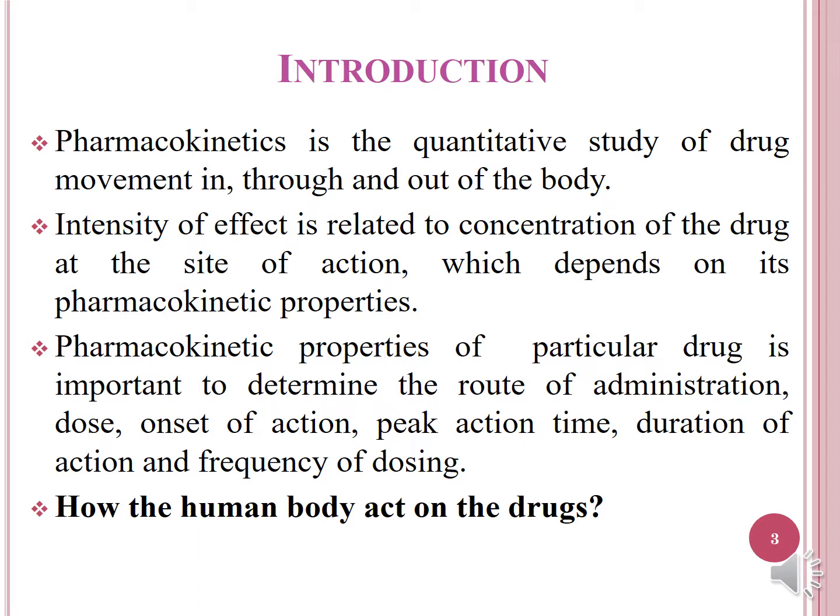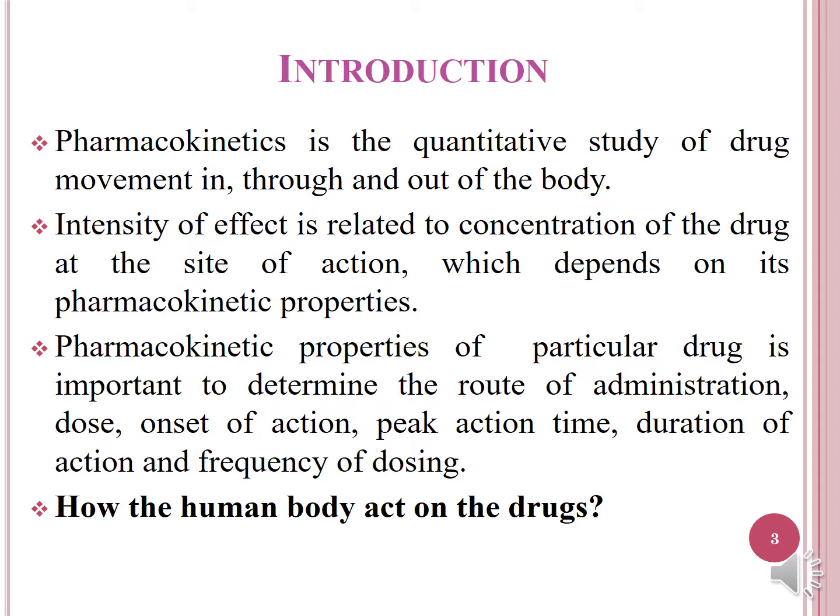So the intensity of the effect observed due to the drug is related to the concentration of the drug at the site of action, which basically depends upon the pharmacokinetic properties. So for the drug to produce its action, it has to reach something called a therapeutic dose. The therapeutic dose is determined based upon the pharmacokinetic property, and the effect indirectly is dependent upon the concentration at which the drug is likely to produce its action.